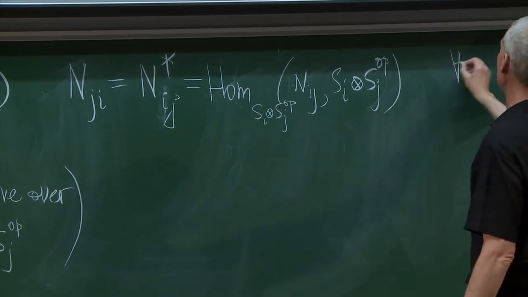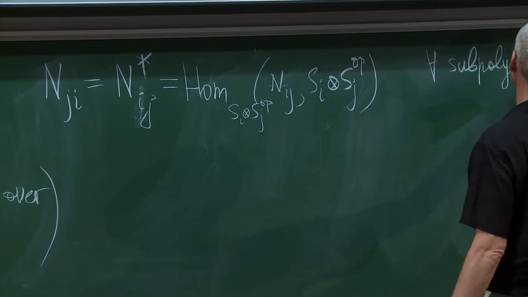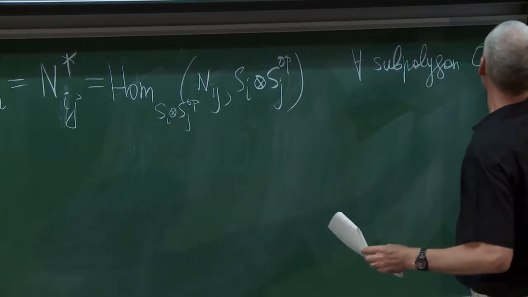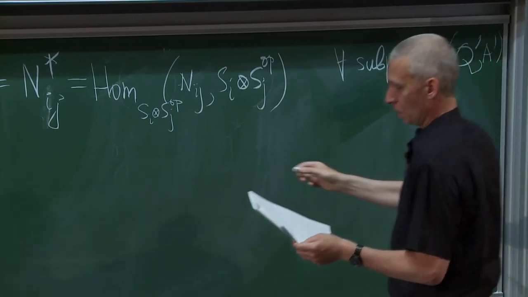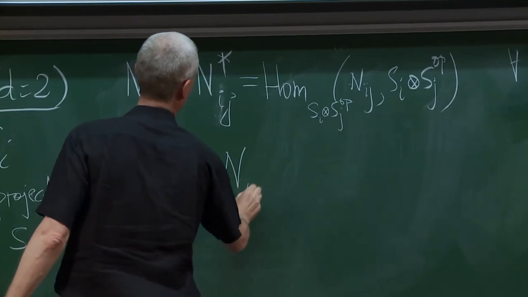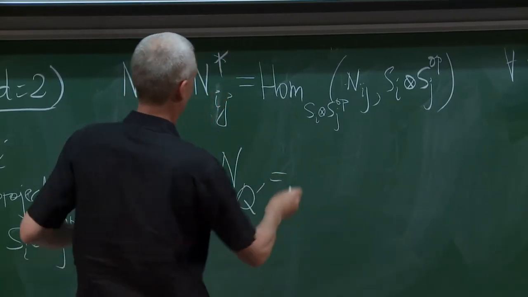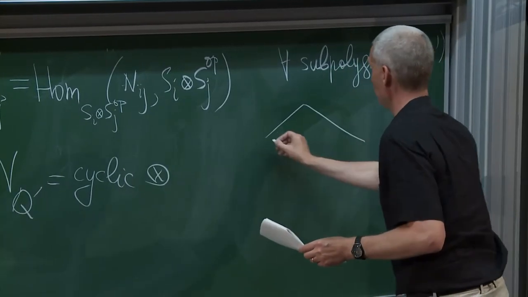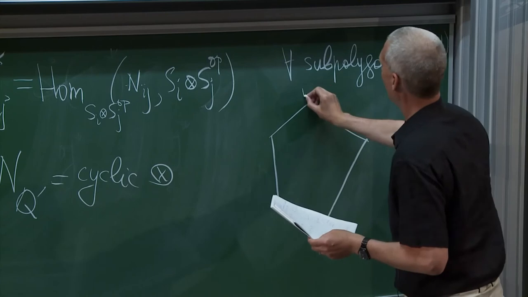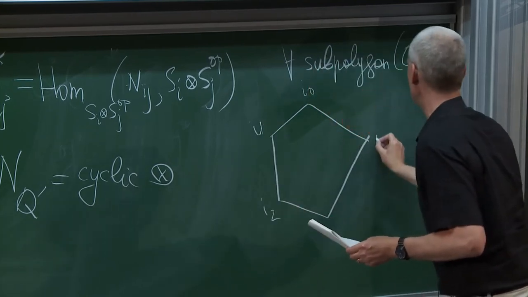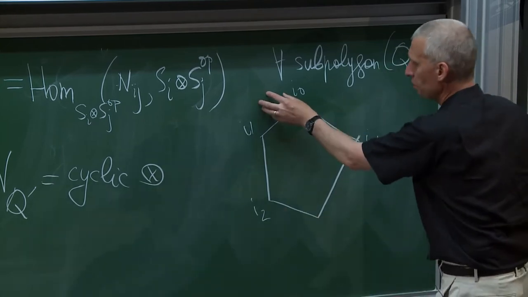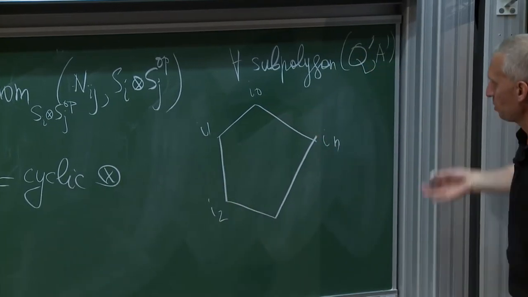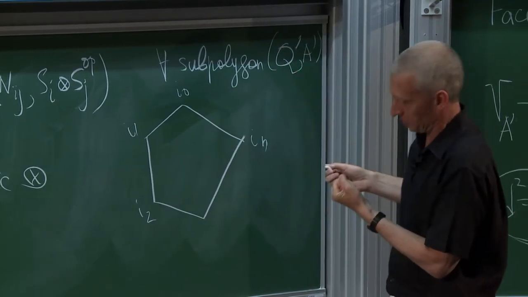Then for every subpolygon Q prime on vertices in our set, with A prime as the set of vertices, we can form the cyclic tensor product, which means that we have vertices over the polygon going around the circle, say I0, I1, I2, up to In. So we tensor multiply this bimodule with this bimodule over this ring, and this bimodule with this bimodule over this ring, and we can go all the way around, so they're holding hands together, and the result would be just a vector space.